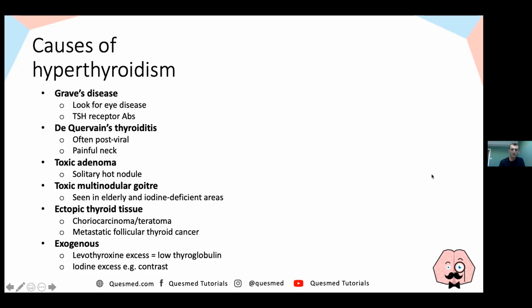So in terms of thinking about some causes of hyperthyroidism, Graves' disease, as we've already spoken about, is one of the most common causes. It's important to look for the eye disease and look in the blood test for the TSH receptor antibodies. De Quervain's thyroiditis is post-viral, and you have a painful neck. So those are the 2 clues to look for in a question.